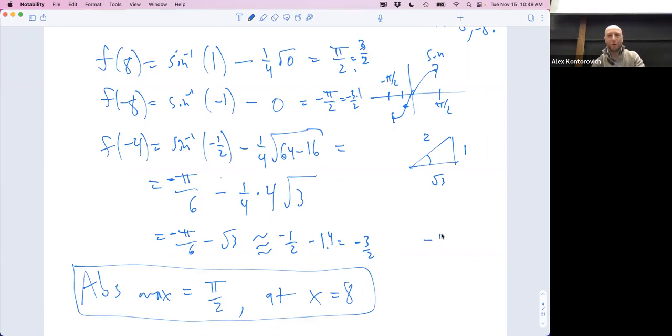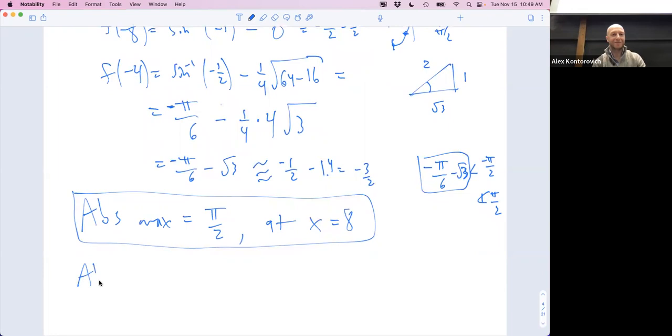So what we just figured out is negative pi over 6 minus √3 is less than negative pi over 2. Because pi is like 3.1, this is 1/2, and this is 1.4. Just very, very roughly. Again, this one's kind of tricky. So I'm going to say this is the minimum. Am I right? Abs min is equal to negative pi over 6 minus √3, and it happens at x equals -4.